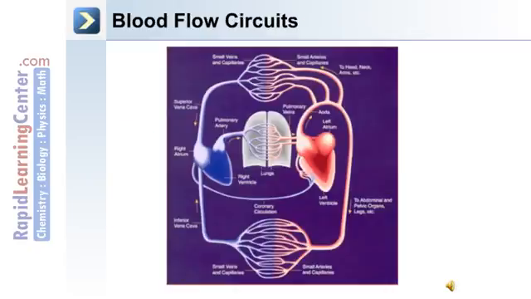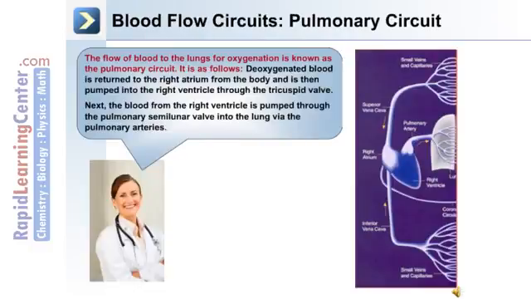The cardiovascular system is composed of a systemic circuit and a pulmonary circuit. Let's discuss these two circuits of blood flow. The pulmonary circuit of blood flow. The flow of blood into the lungs for oxygenation is known as the pulmonary circuit.